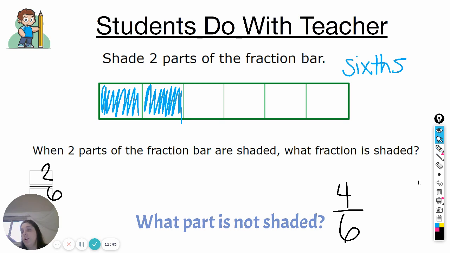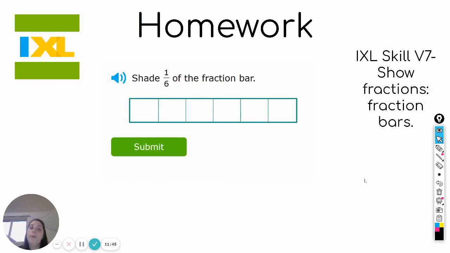Okay, let's go ahead and take a look at how you're going to be practicing this for your homework. It'll be IXL Skill V7, Show Fractions on Fraction Bars. So, for example, you might see a problem that says shade 1/6 of the fraction bar. This fraction bar is broken into sixths, 1, 2, 3, 4, 5, 6 pieces, and it wants you to shade 1/6 of the bar. We know that 1/6 is the same as 1 piece out of 6, so then you would just shade 1 piece.